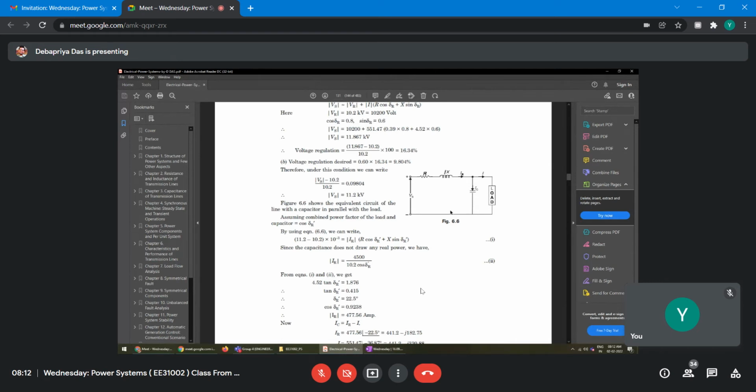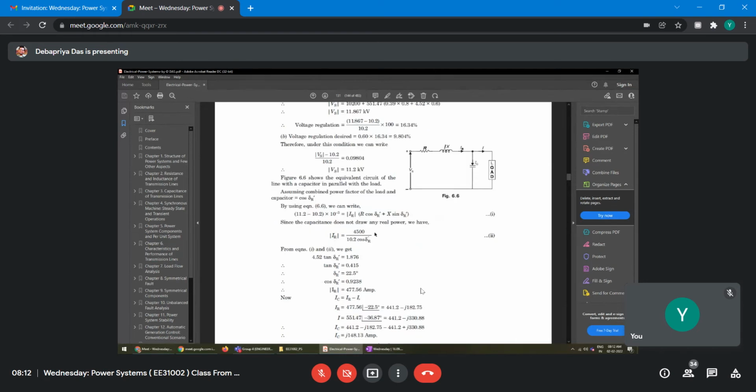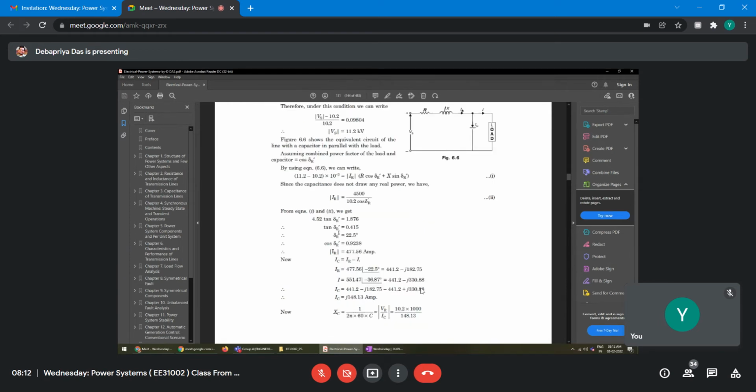Therefore, we can write that the magnitude of IR is equal to 4500 by 10.2 cos delta R dash, right? It is kilowatt, it is kilovolt. So from equation 1 and 2, upon substitution of all this, R, X, everything, you will get that tan delta R dash is equal to this much. Therefore, delta R dash is equal to 22.5 degree. Therefore, cos delta R dash is 0.9238. So your power factor will improve.